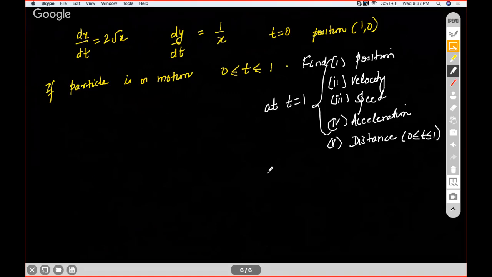So can I use the equation from the previous question? Should I solve it all over again? Of course, you have to use that actually. So x was actually t plus 1 whole square, I'll again repeat it, and y is equal to t by t plus 1. You can use this. So position is, they say 4, 0.5. Oh, gosh, I got it wrong. Yeah, 4, 0.5.